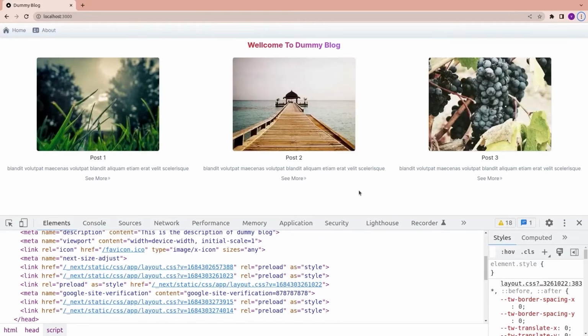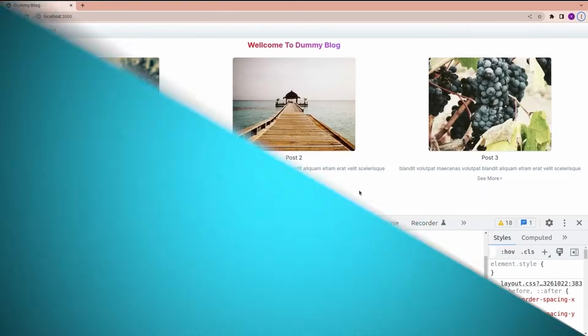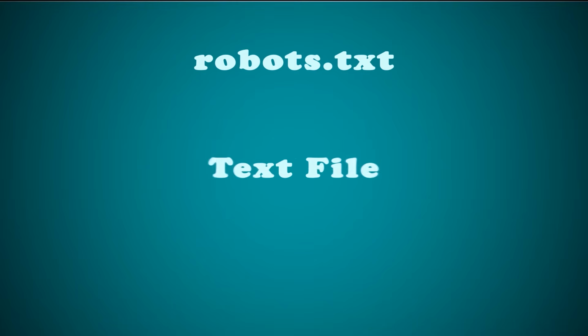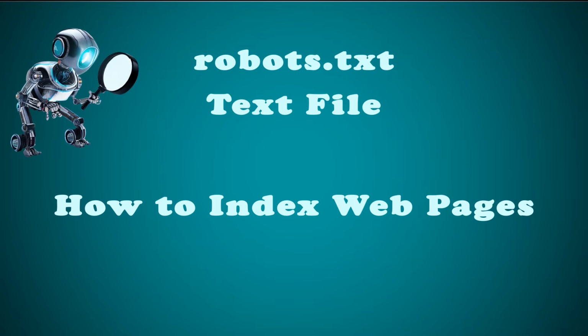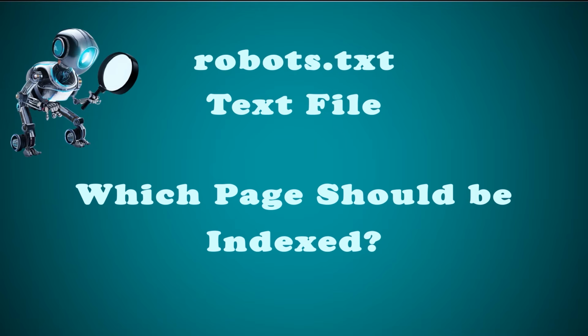Okay, and let's go to the next section, which is about the robots.txt file. So what is the robots.txt file? Well, this is a text file that website owners create to instruct web robots how to crawl and index pages on their website. This file specifies which areas of your website should not be crawled or indexed.